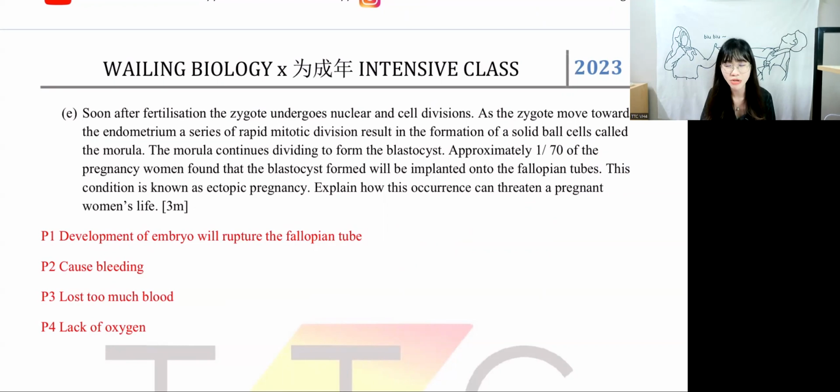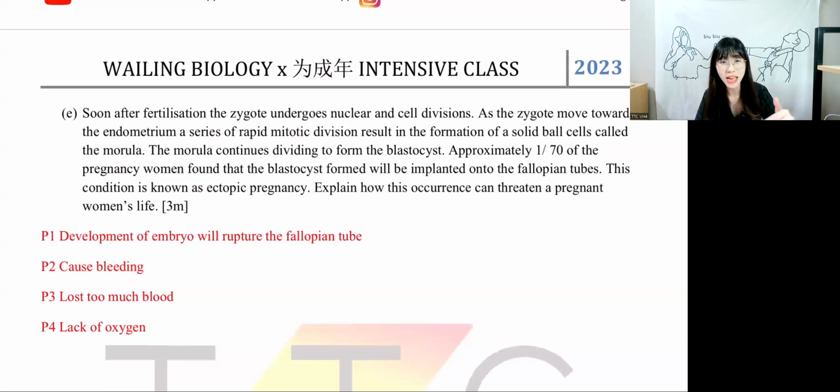Explain how the occurrence can threaten a pregnant woman. Okay, now we have to understand the fact that a woman's uterus can expand. Fallopian tube cannot expand. So if the embryo grows in the fallopian tube, it cannot expand, right? So it will burst. Not just the mother will die, the fetus will also die.